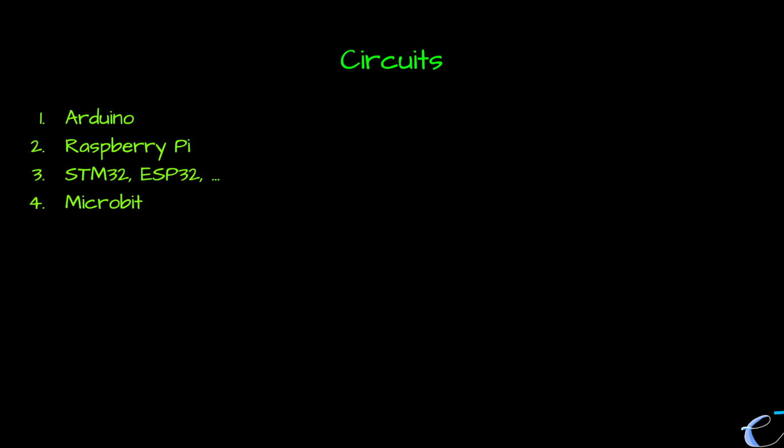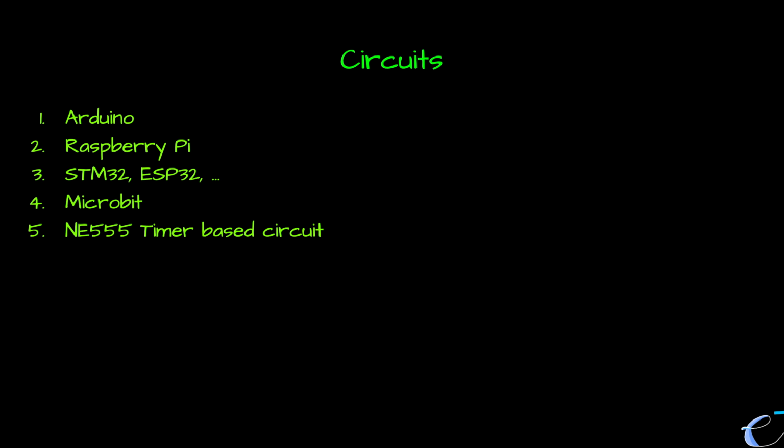So when you search for how do I create blinking lights, you will see hundreds of circuits and tutorials on how to do it using an Arduino, using a Raspberry Pi, using any of the 32-bit microprocessors, ARM microprocessors out there, even a micro:bit. And that is more about writing software than anything else.